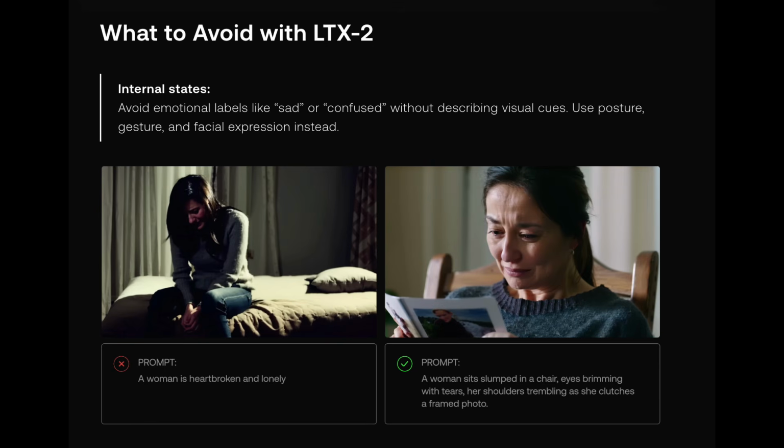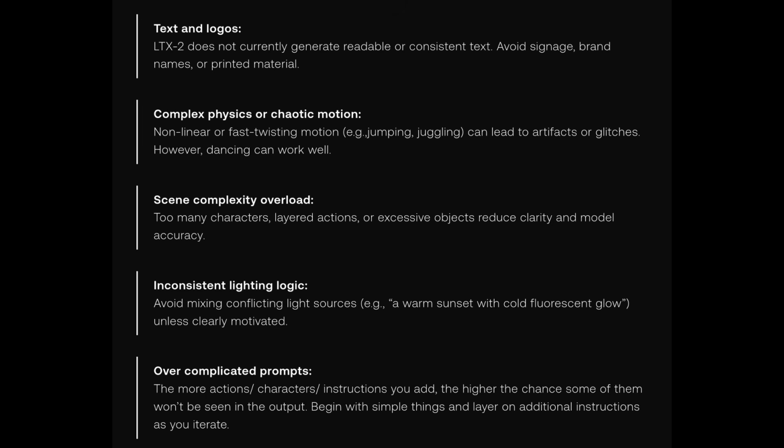And then they say what to avoid. Apparently, you don't want to be in a relationship with LTX-2 because it is not good at determining emotional state. So you don't want to say that the person is sad. You want to describe explicitly what sadness looks like. Other things to avoid are text and logos, complex physics, or chaotic motion, though it does say it handles dance movements. You want to avoid too much complexity. Basically, it works really well if you have 1 or 2 characters in a scene with not too much going on. Maybe they're speaking, maybe they're just moving in normal non-Olympian ways, or if it's an action scene, maybe you do it in slow motion.